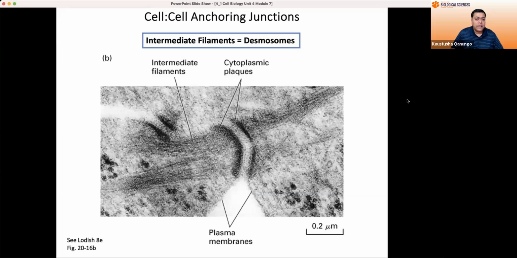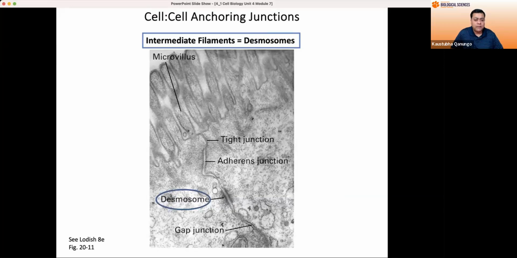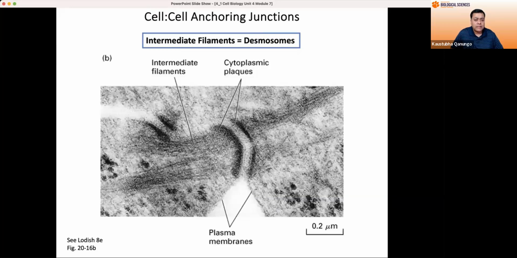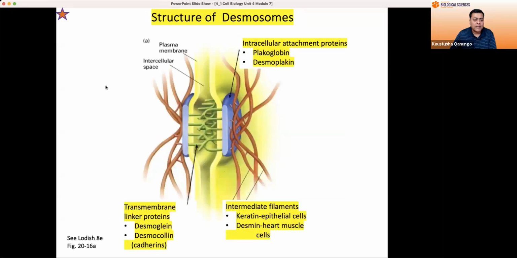All right. So after that, we are looking at these intermediate filaments, which are desmosomes. And you can see in electron micrography, it looks like cytoplasmic plaques. And here are proteins, which are desmoglein, desmocollin. These are cadherin-like, and these plate-like structures are known as a plaque. That's why it's known as plakoglobin or desmoplakin. The plaque word is in both in here. And then you have the intermediate filaments, keratin in epithelial cell, desmin in heart muscle cell. Remember why you have two different names in here.